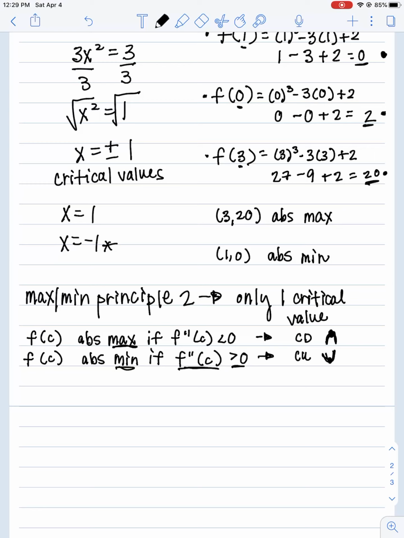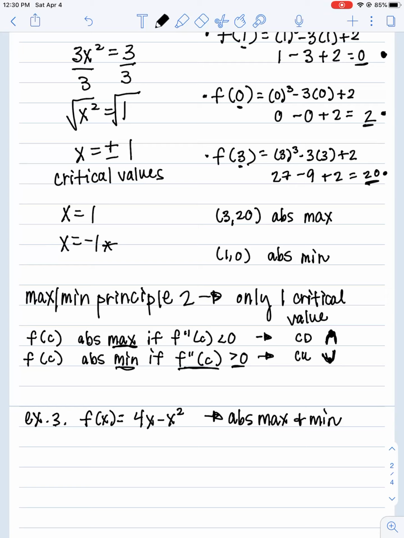So let me give you an example of this principle. So we're going to look at, this is also an example. This is example 3 from your PowerPoint. So if you want to take a look at it on there too, sometimes it just helps to hear it. So we have f of x equals 4x minus x squared. And the question wants you to find the absolute max and min.